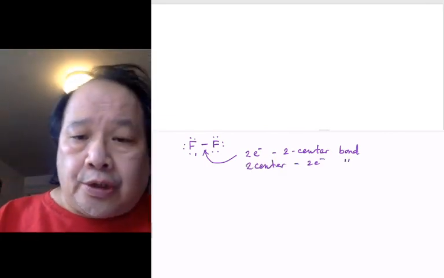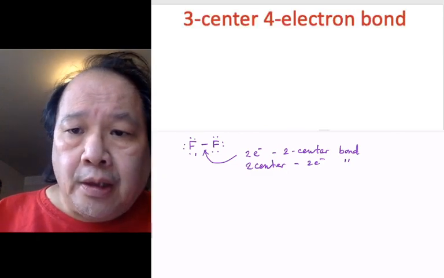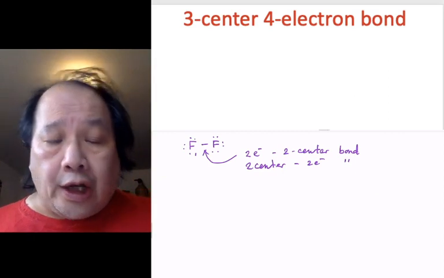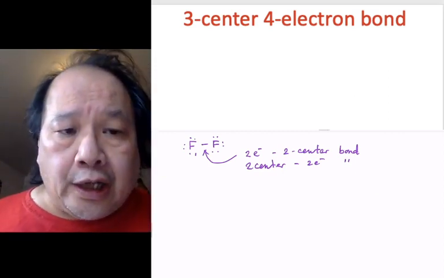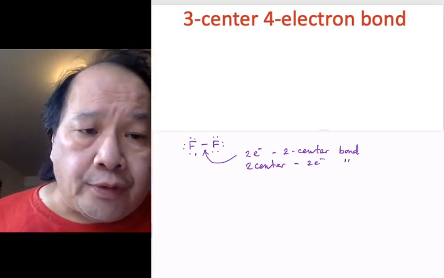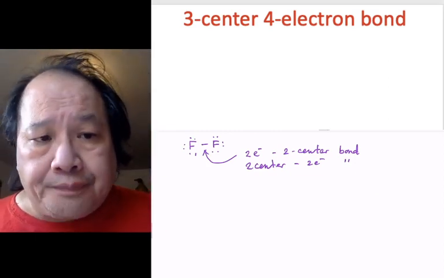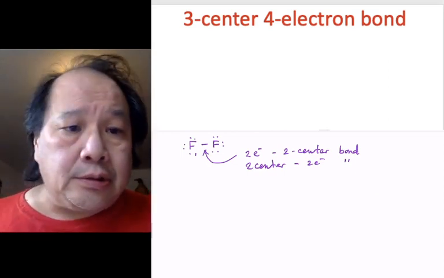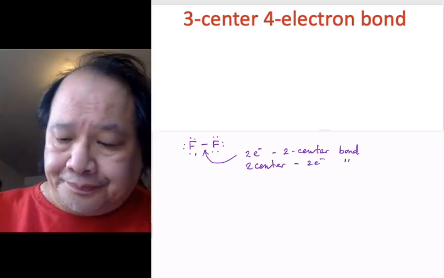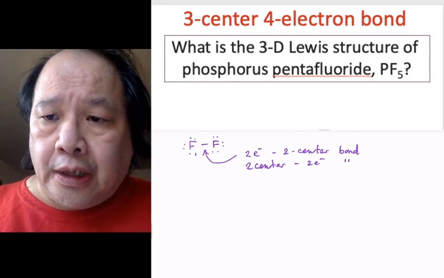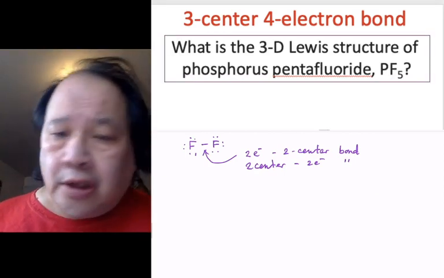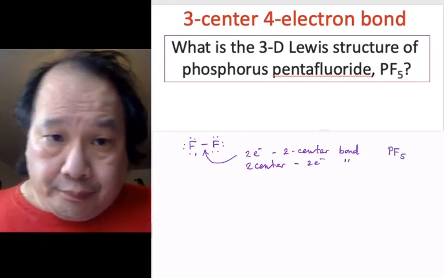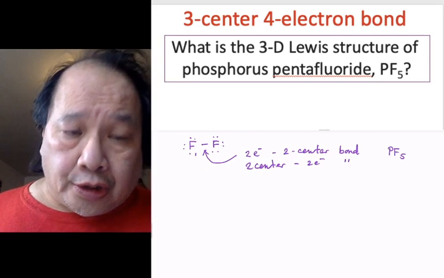In this clip, we're going to deal with a new kind of bonding, the 3 center, 4 electron bond. And this new kind of bond will really tie together all kinds of information that we've seen before: VSEPR, the octet rule, resonance, in the most remarkable way. So the molecule that we're going to look at is PF5. Then we're going to draw its 3D Lewis structure.